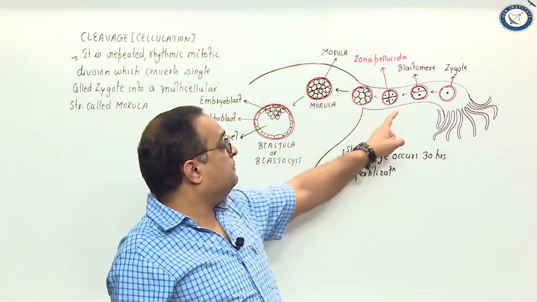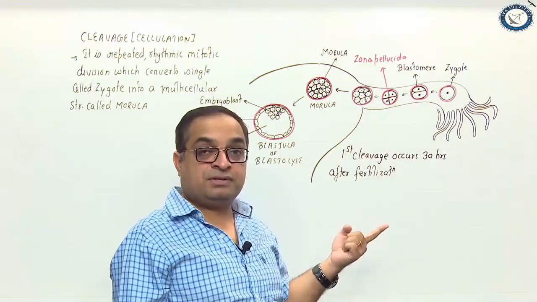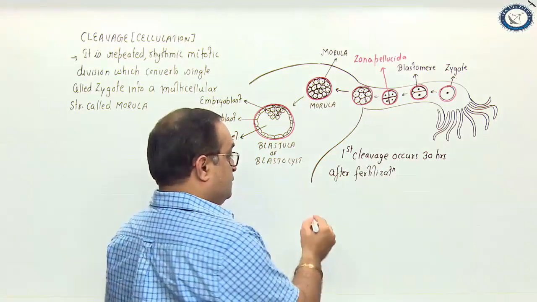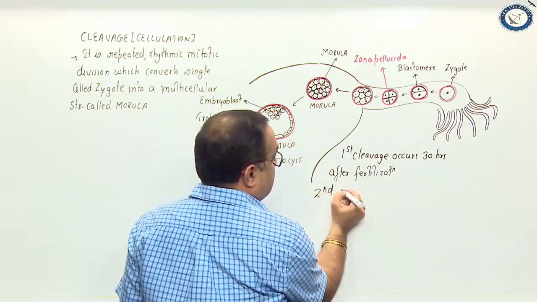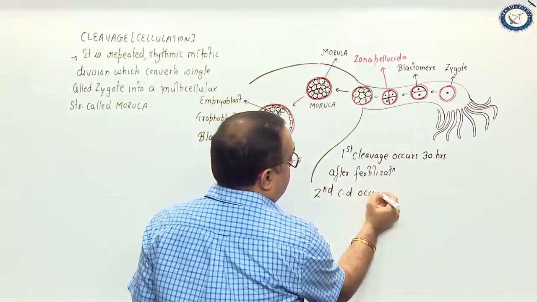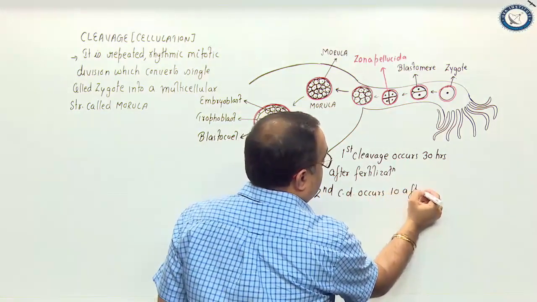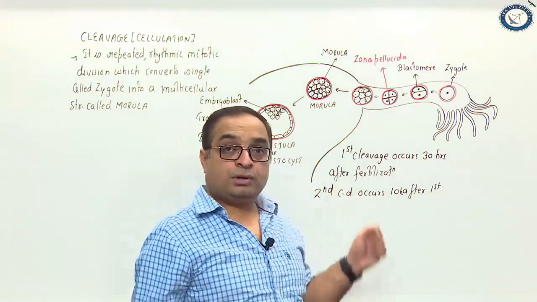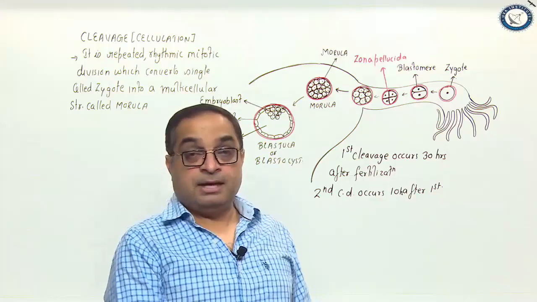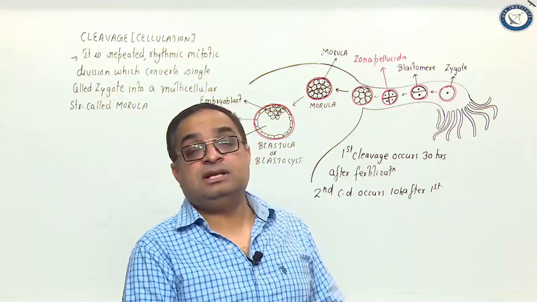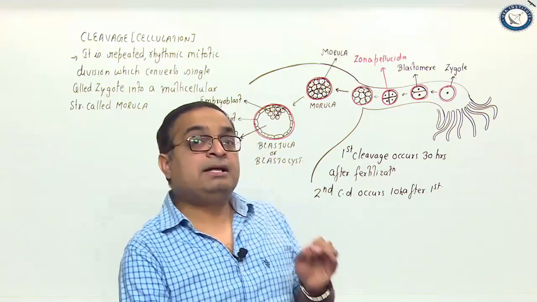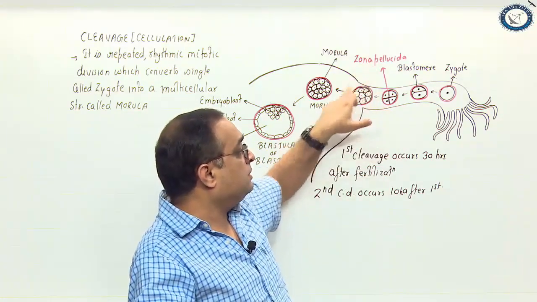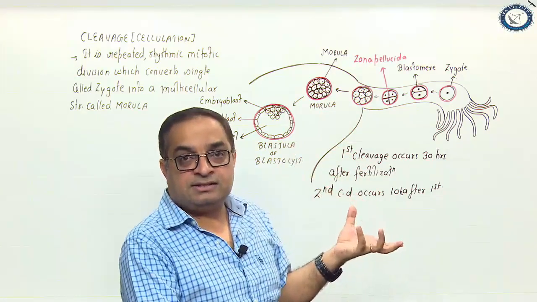The second cleavage division occurs 10 hours after the first and four daughter cells are formed. So we'll write, second cleavage division occurs 10 hours after first and four daughter cells or the four blastomeres are formed. The next cleavage division or the third cleavage division is completed by the end of third day with respect to fertilization, and as a result of that you get a structure which has 8 cells.